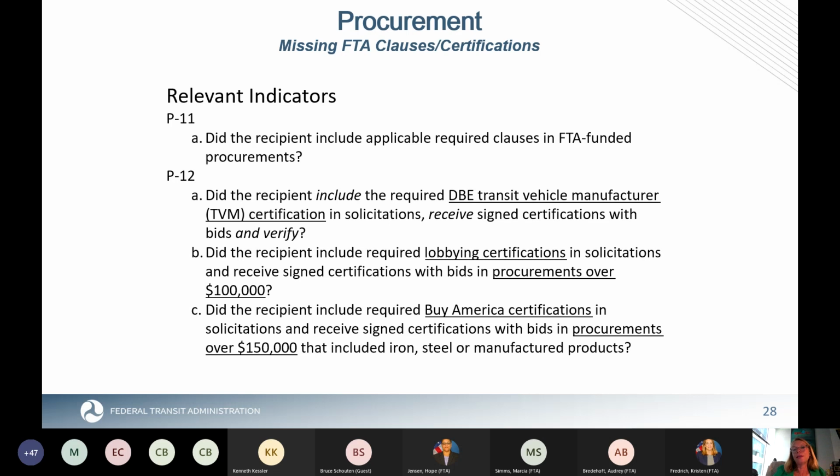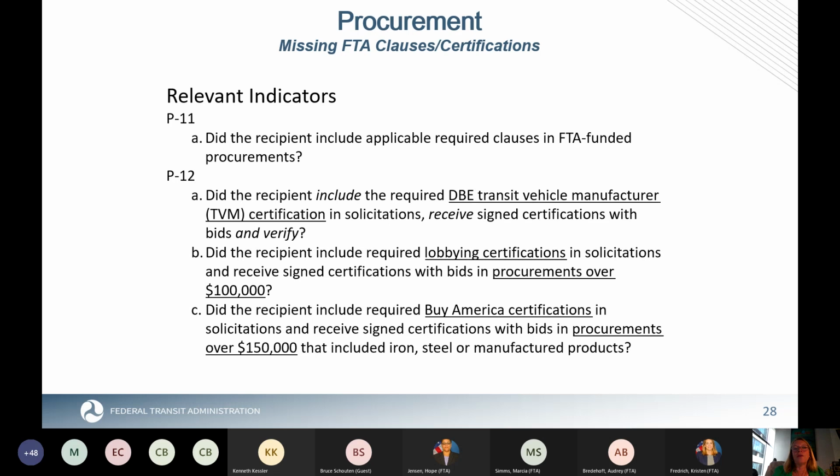First, did you include the DBE TVM, not ticket vending machine, but transit vehicle manufacturer certification in solicitations? Did you receive signed certifications? And did you verify that they were in good standing? So for TVM, this doesn't apply to all rolling stock. It applies to vehicles that are manufactured for transit purposes. So for instance, buses, trains, cutaways are manufactured specifically for mass transit purposes. Items that you get off the lot, such as sedans and other support vehicles, maybe for your fleet, or unmodified 10-passenger vans, are not considered TVMs.